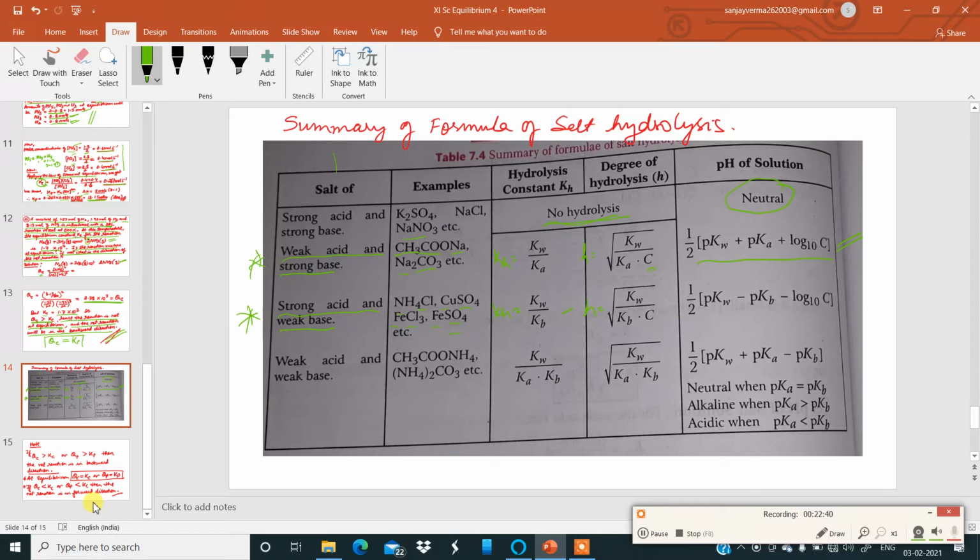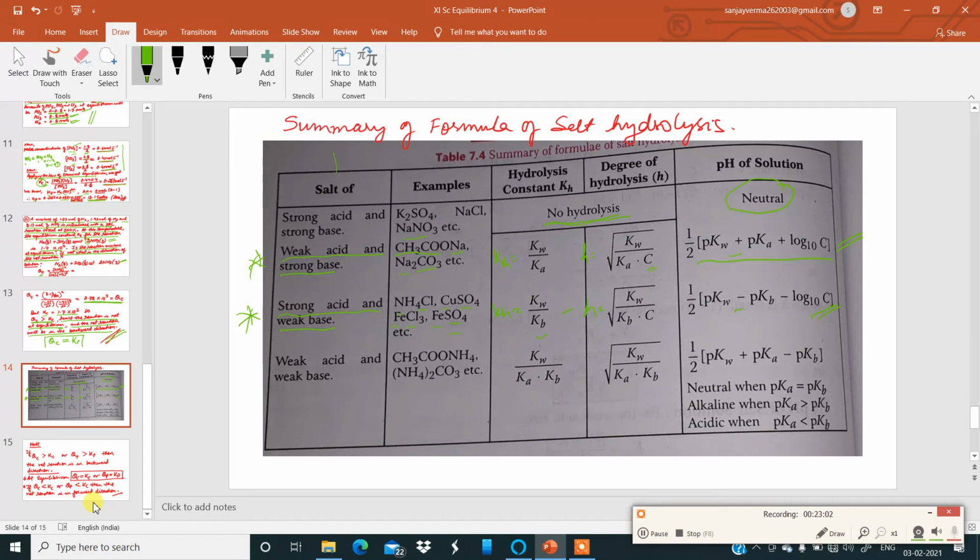Now how to remember this formula? Whenever the acid is weak, then we write Ka. Whenever the base is weak, we write Kb. Similarly, here also the same thing happens. So the pH for such a solution will be, here it was plus, here it will be minus: half pKw minus pKb minus log C to the base 10.